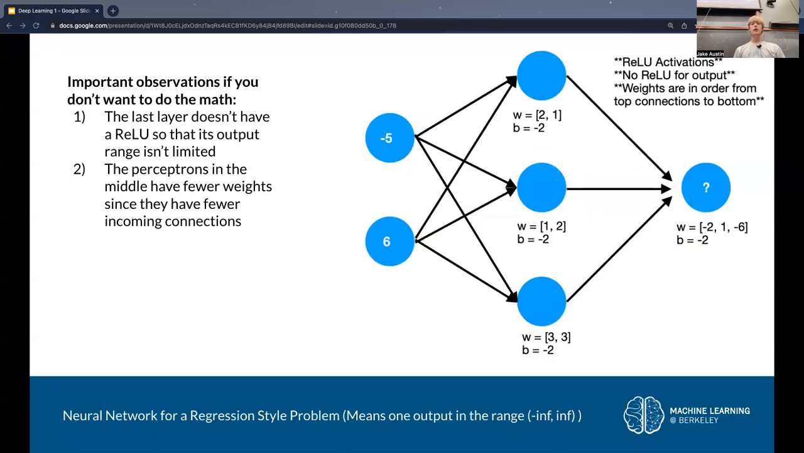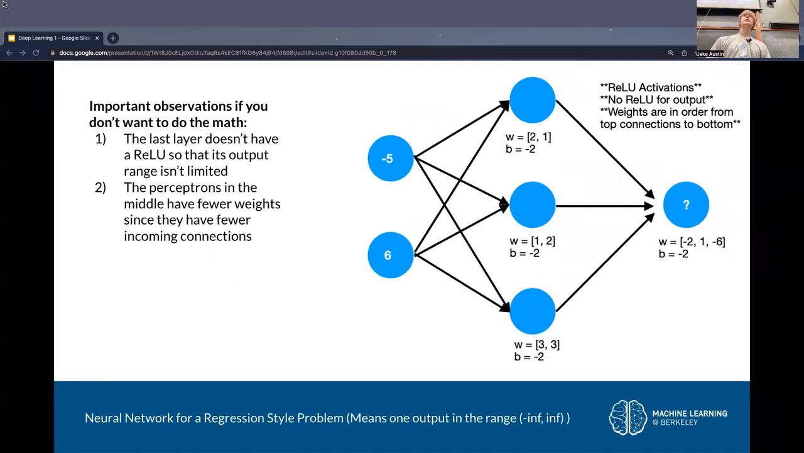Okay. So here's a toy example again. Turn to your neighbor and talk about this for a minute. We've notated all the weights and our input values. Talk about doing the math and what you think the output will be. Make some friends.